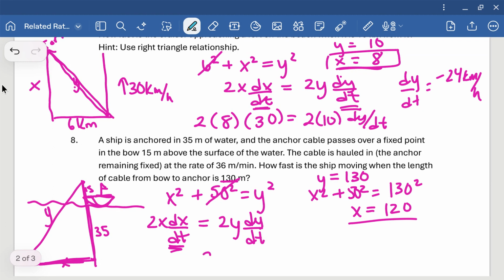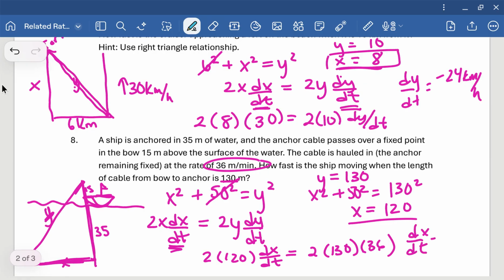So plugging in your values, you have 2 times 120 times dx over dt, and that's going to equal 2 times your y value, 130, and dy over dt, because we know that this value is being hauled in at the rate of 36 meters per minute. That is going to be your dy over dt. Now we'll solve for dx over dt, and we'll see once again we have to imply that negative because it's moving towards its fixed point, and it's negative 39 meters per second.